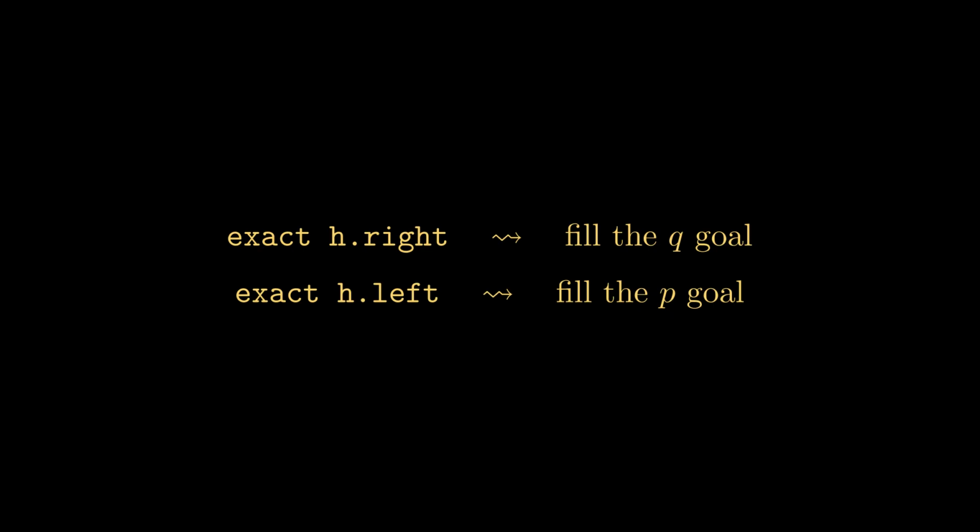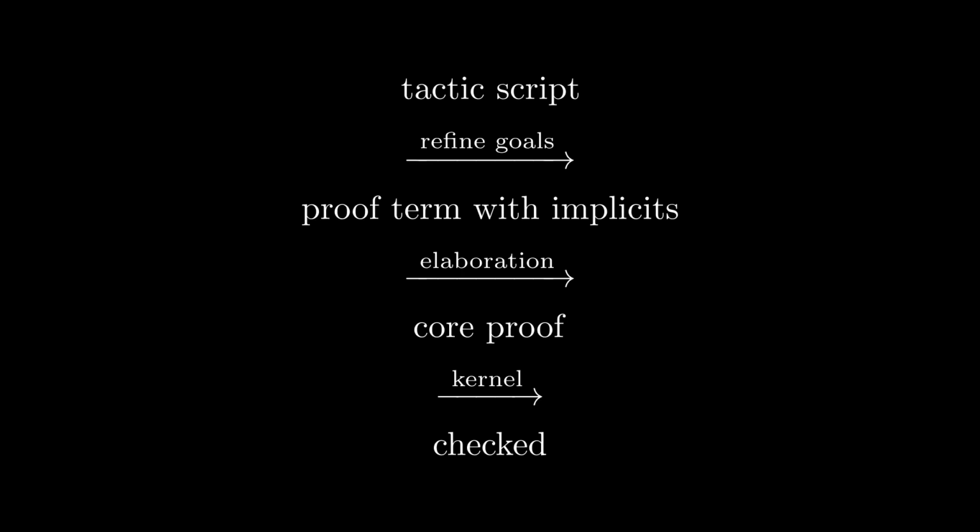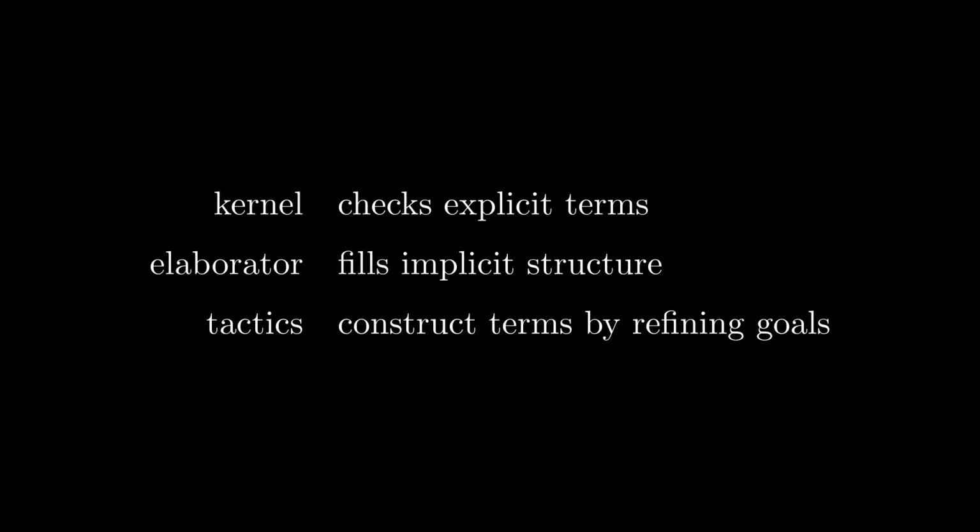So tactics sit above elaboration. They manipulate goals, call elaboration on the terms they produce, and eventually hand the kernel an ordinary explicit proof. This boundary keeps proof assistance usable without making the trusted core enormous. Powerful automation lives above. Small checking lives below.